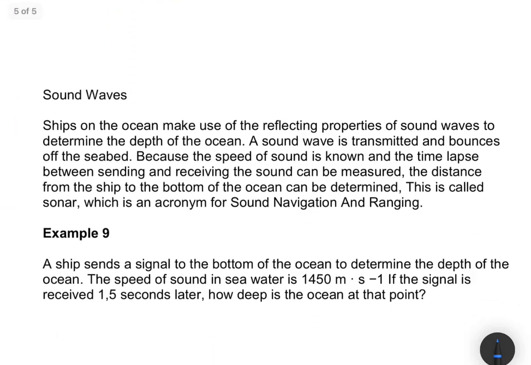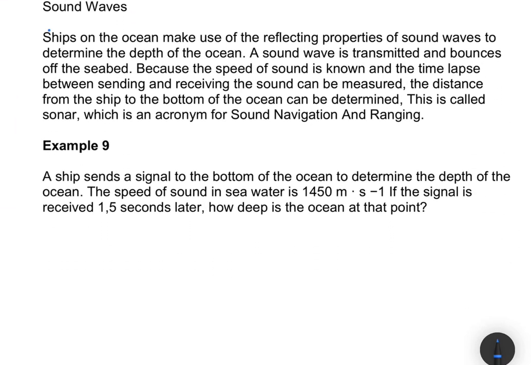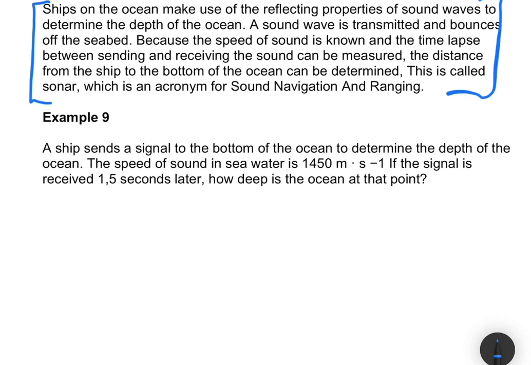Now the last question, you can stop the video and read through this information, but for the sake of time, I'm just going to solve the problem. A ship sends a signal to the bottom of the ocean to determine the depth of the ocean. The speed of sound in seawater is 1450 meters per second. If the signal is received 1.5 seconds later, how deep is the ocean at that point?